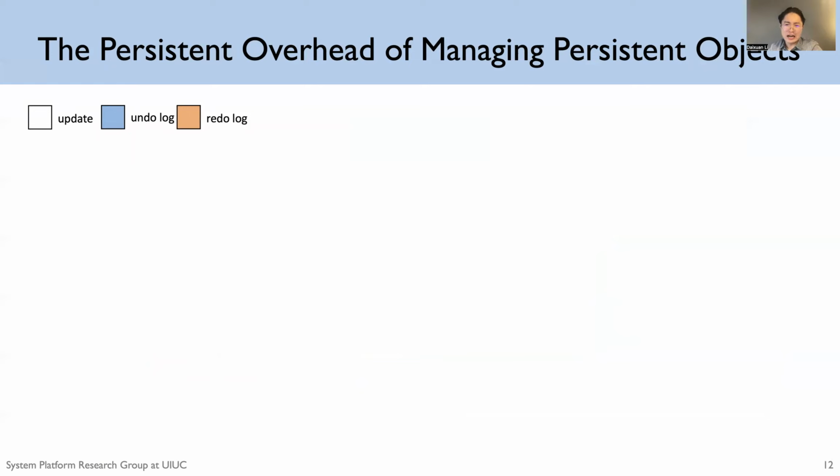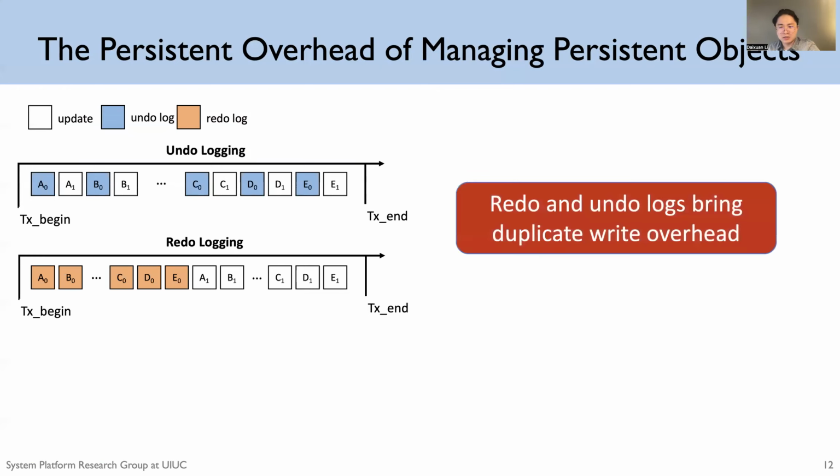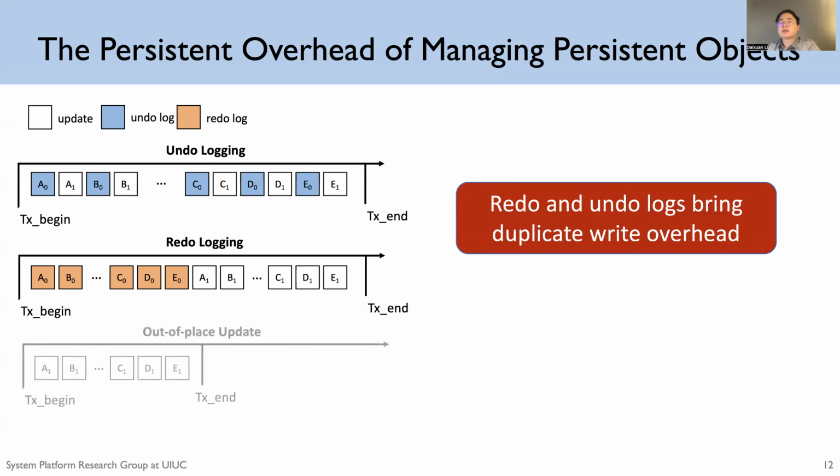The traditional way of ensuring persistency is to use undo and redo logs. Undo and redo logs write the log ahead of the data, and with these logs, the undo log can undo all the incomplete transactions, and the redo log can redo uncommitted transactions. This implementation needs to write both the log and the data to the persistent memory, which brings duplicate write overhead. Since non-volatile memory has slow writes, this overhead will be significant.